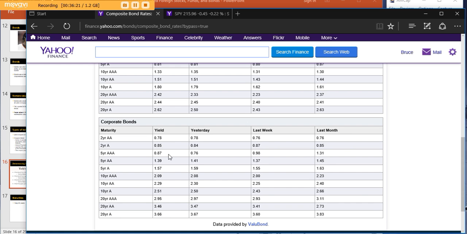So if I were to go out and buy a 5-year AAA rated bond, since the risk rating doesn't change, the only thing that changes is the yield to maturity. I would want to make sure I'm getting a bond yield that is higher than 0.87. For example, if it was 1%, then I would be getting better than average.